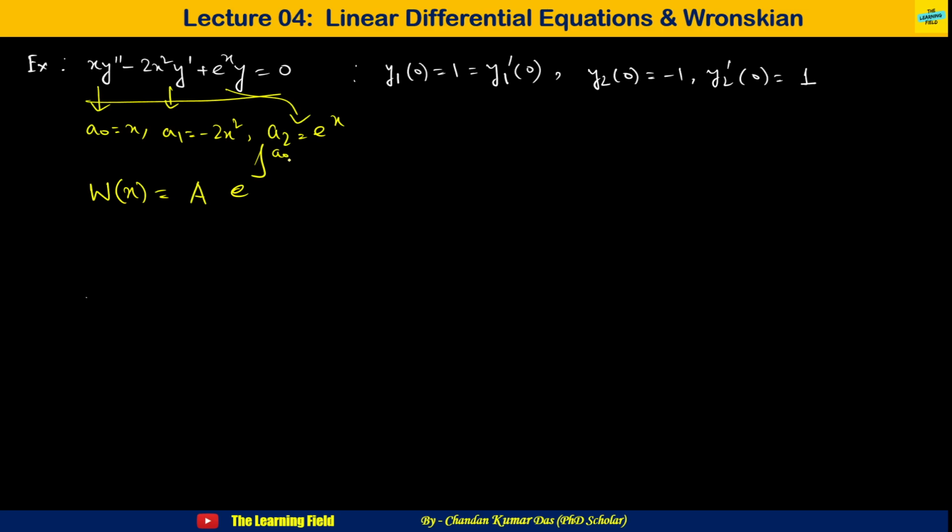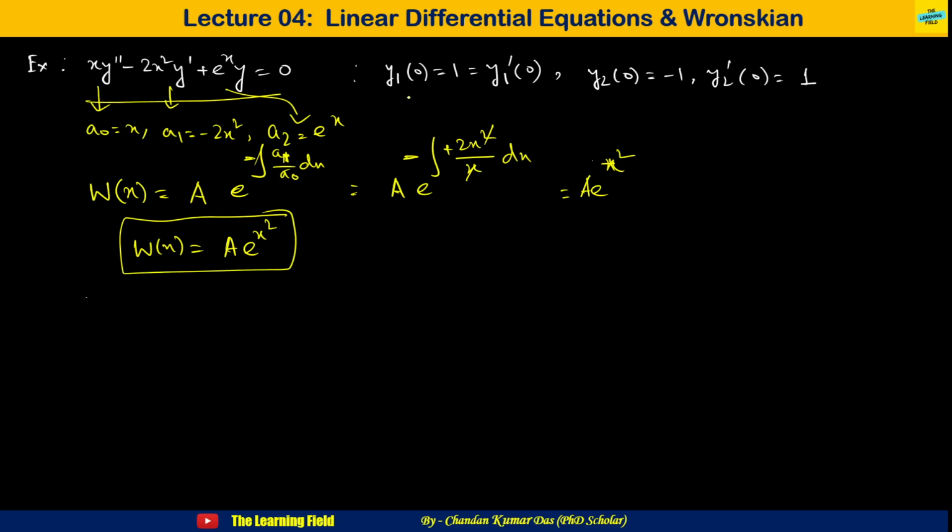a1 x by a naught x, a1 by a naught to dx, which is equal to a into e to the power minus 2x square by x dx. X is cancelled, 2x means e to the power a e to the power minus, minus 1 minus inside the bracket, so this should be plus. In the formula itself we have a minus, so e to the power 2x means x square by 2, and 2 into x square by 2 got cancelled. So this is the Wronskian, this is our Wronskian, W(x) equal to a e to the power x square.